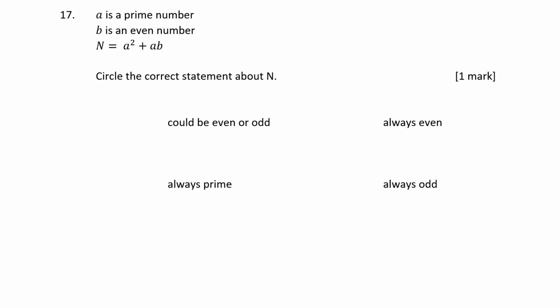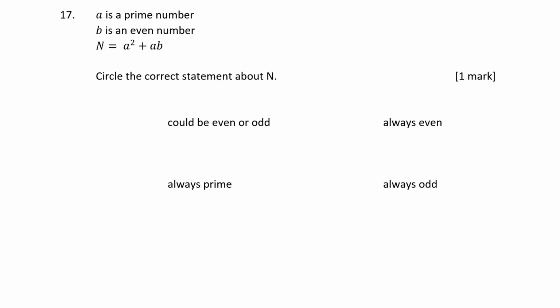Question 17. A is a prime number, B is an even number, n equals a squared plus ab. Circle the correct statement about n. Could it be even or odd? Is it always even? Is it always prime? Or is it always odd?